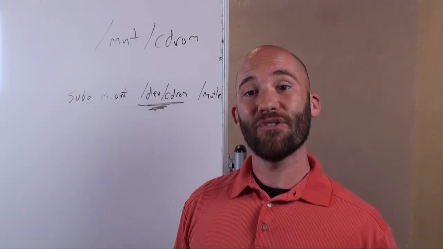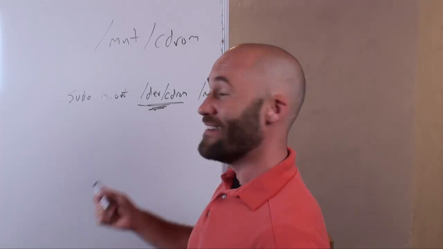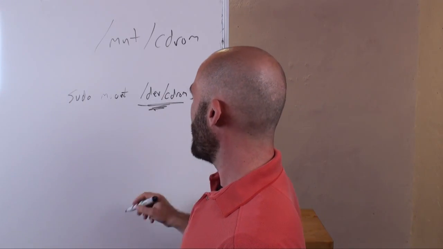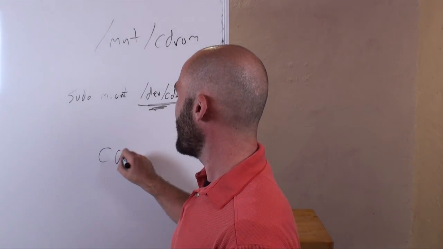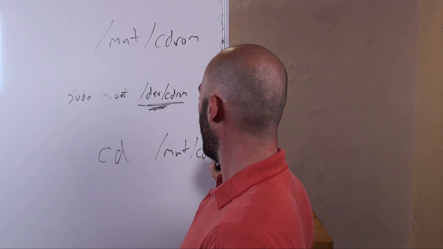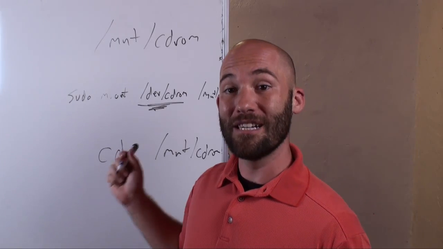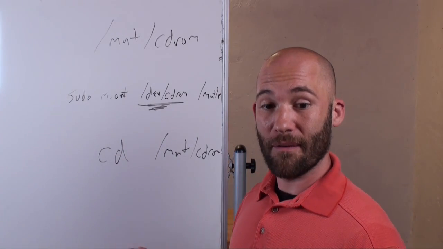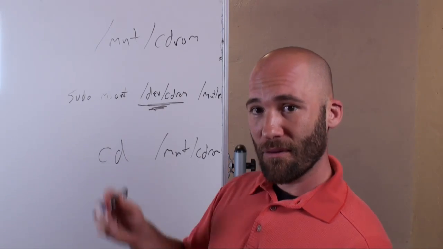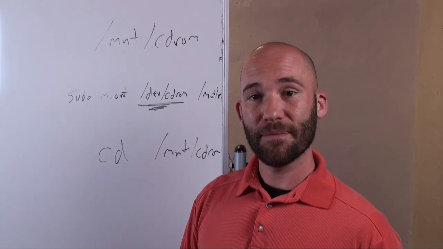So if you have information that you need to get off of a CD-ROM drive, this is what you do. Once you've mounted that CD-ROM drive, you can go in and change directory to /mnt/cdrom, and now you can read that CD-ROM just like it was any other hard drive on the computer. Again, seems pretty simple, seems pretty easy. Let's go over to the server and I'll show you how all this works.